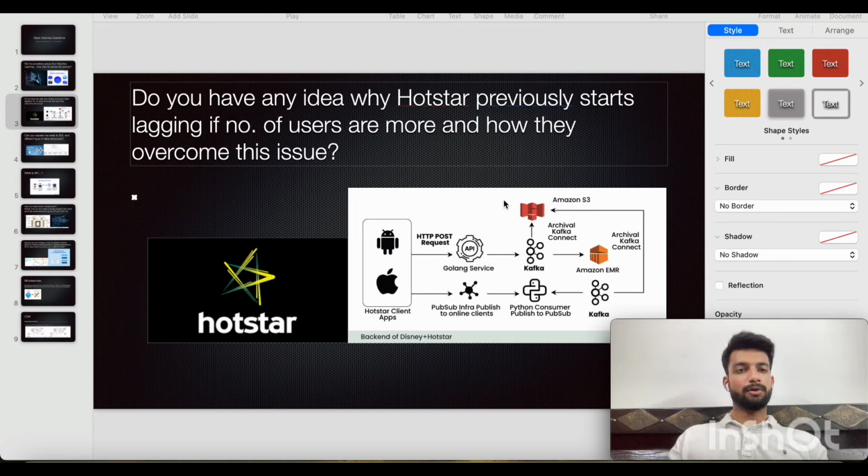Today we discuss one question, maybe that will be in everyone's mind while they are watching the matches. So the question is, do we have any idea why Hotstar previously starts lagging if the number of users is more, and how they overcome this issue?